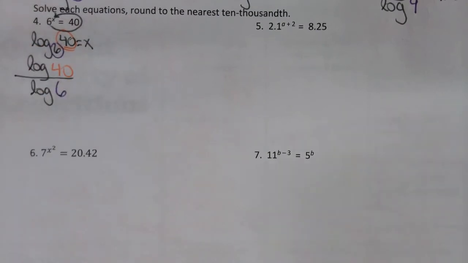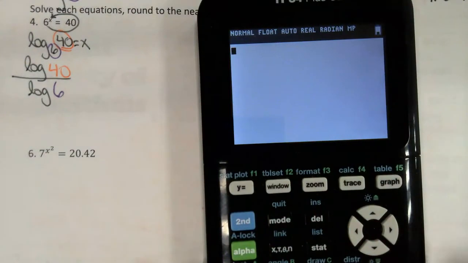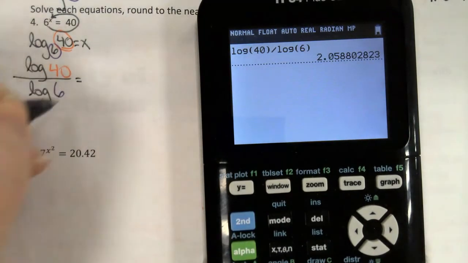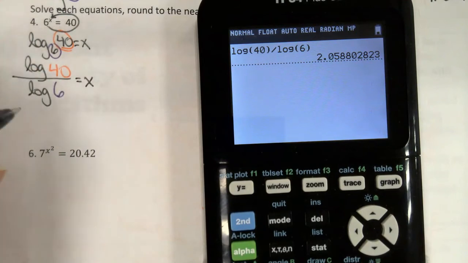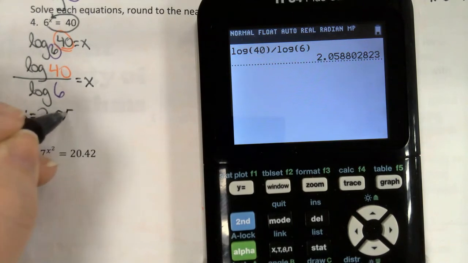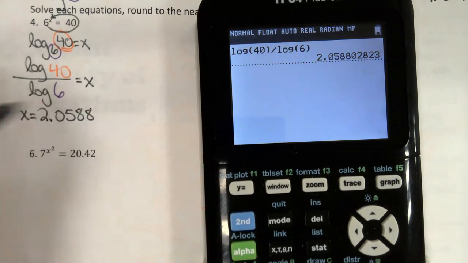And we can type into our calculator log of 40 over log 6. And we get that, whoops, forgot to make it equal x. We get that x is equal to 2.0588.